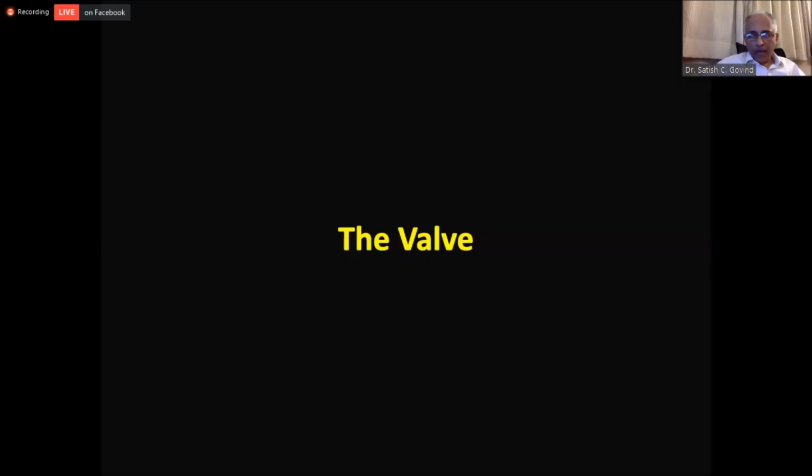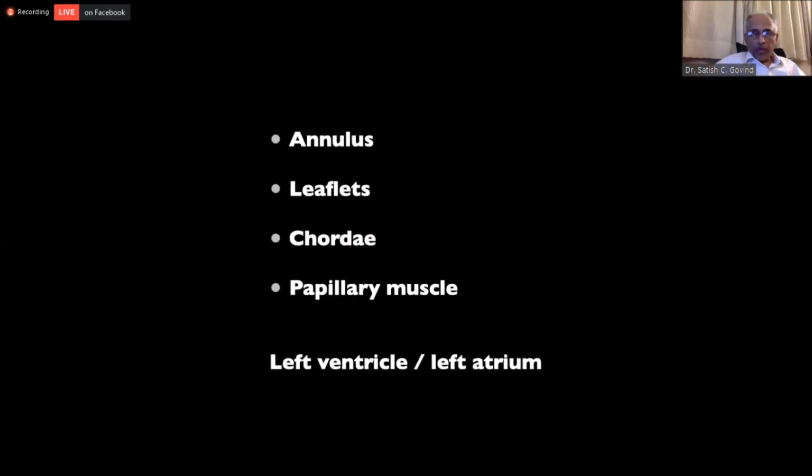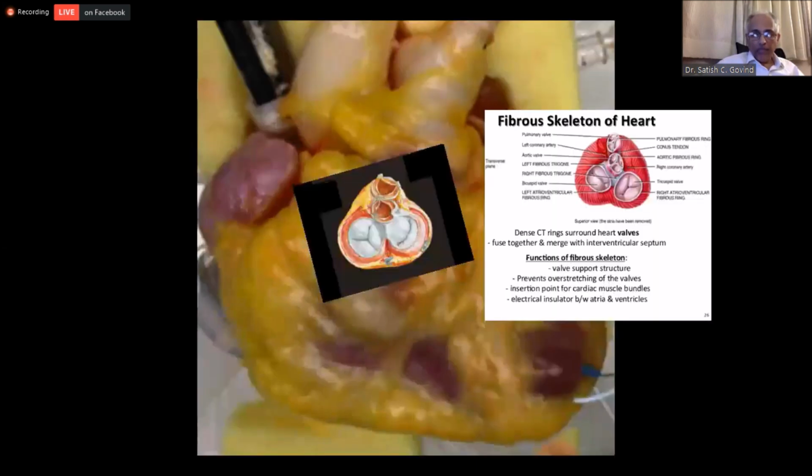Let's look at the valve itself. When you look at the valve, it is a complex or an apparatus as it is described. So it has the annulus, leaflets, you have the chordae, the papillary muscle, the left ventricle, and the left atrium also, since they are also involved in mechanisms which can lead to problems. So they're also sort of indirectly part of the apparatus.